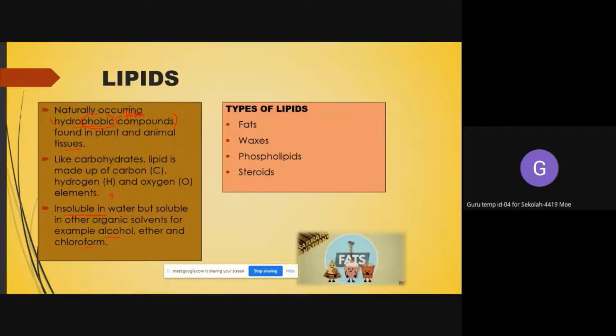So, types of lipids. The first one is fats. Second is wax. Third, phospholipids. And last one is steroids.